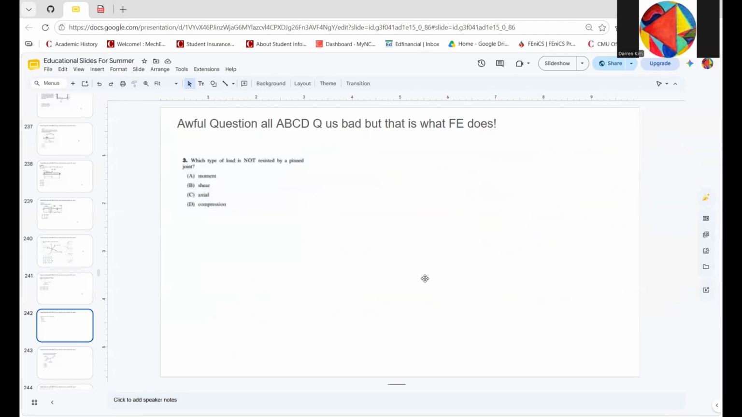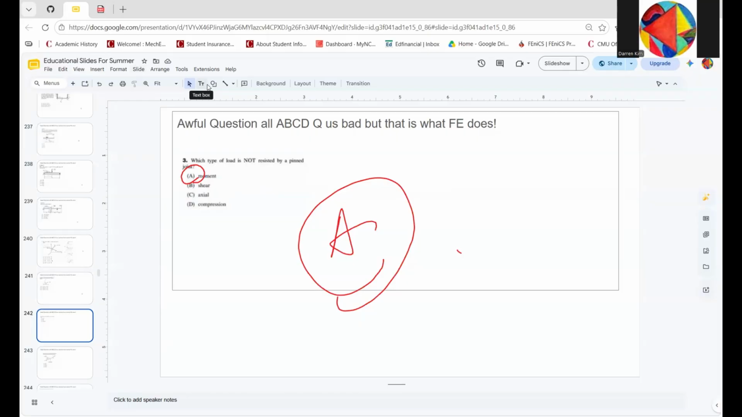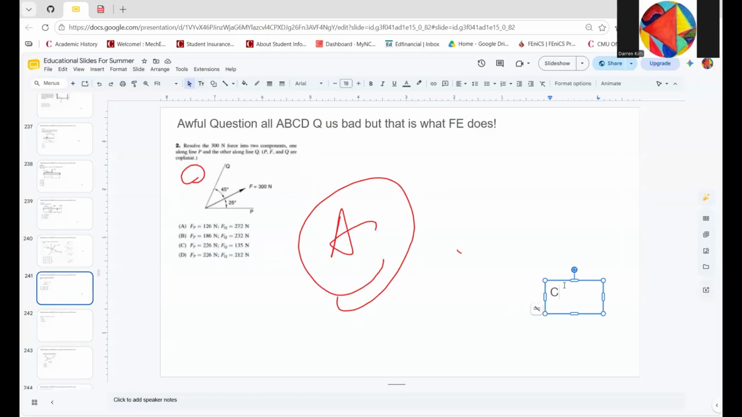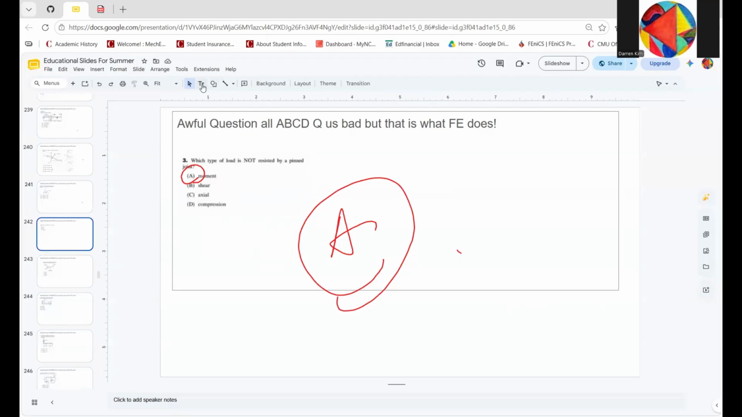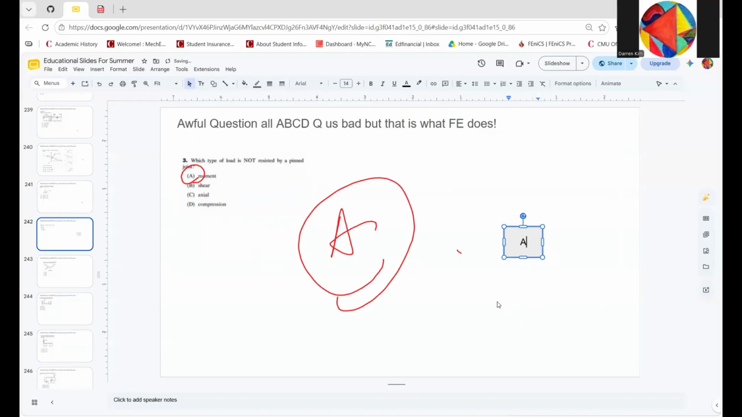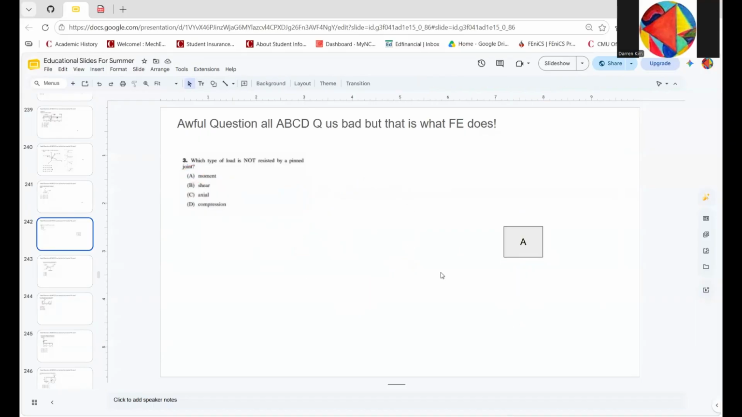Which type of load is not resisted by a pin joint? A moment. It is A. No questions about it. If you don't know why, how do you explain it? So imagine a pin joint. It has a pin like this, and it can only have a force normal to the pin. You can see the surface is touching, but there's nothing stopping it from rotating like crazy, basically, is what I'm saying. There's no threads.